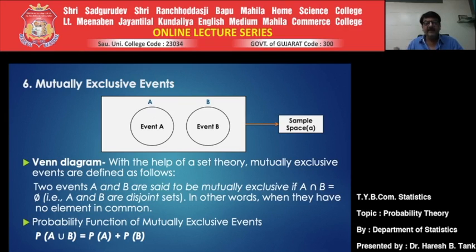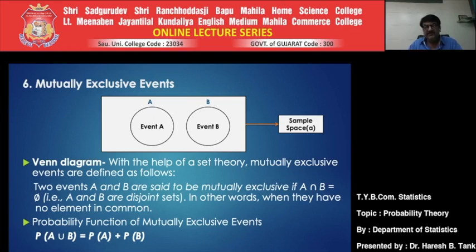Event A and event B are called mutually exclusive events if they don't have anything in common. Means both of them are 2 different sets and they don't have anything in common in between of them. Means you will have 2 different circles while putting it in a Venn diagrammatic format. This is called a Venn diagram.